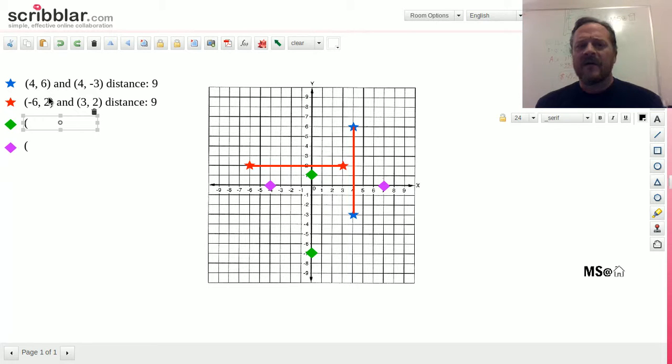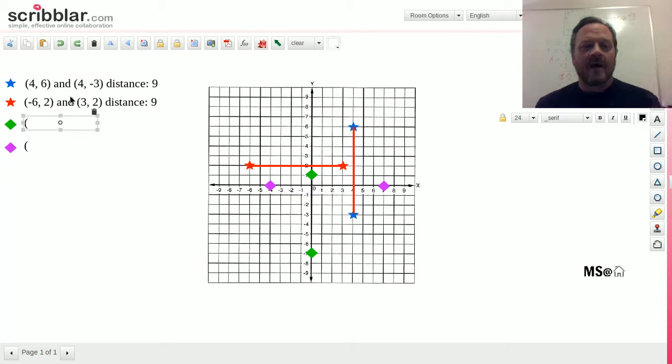Okay? How about those reds? Notice the y values are the same this time. So with horizontal lines, y will always be the same. And doesn't that make sense? Because on a horizontal line, we're not going up or down. So y is never going to change. Whatever y was at the first point is going to be in the second point.